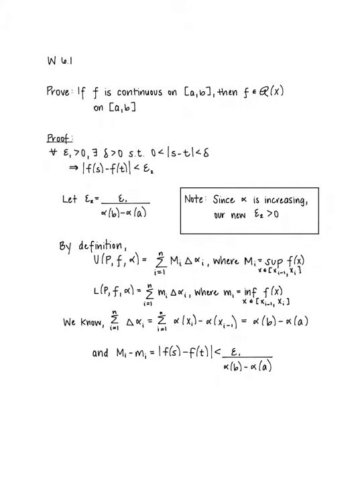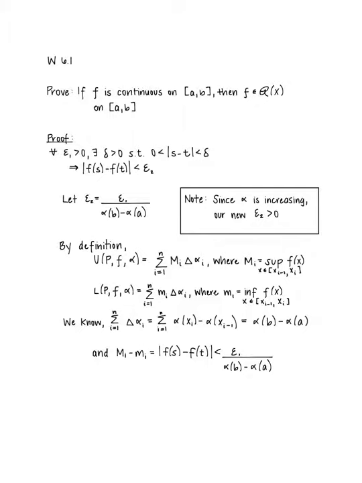Hi everyone, this is Allison, Steph, and Sam working on problem number 1 from worksheet 6. Our problem said that if f is continuous on the interval a to b, then f is integrable on that interval a to b. We want to show that for all epsilon greater than 0, there is a partition such that the upper sum minus the lower sum is going to be less than epsilon.